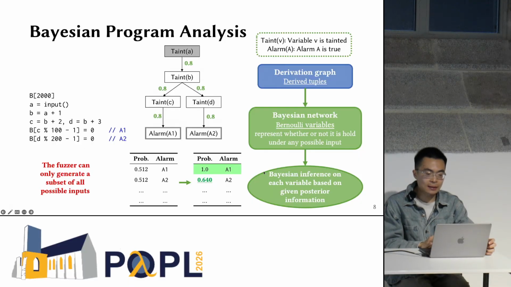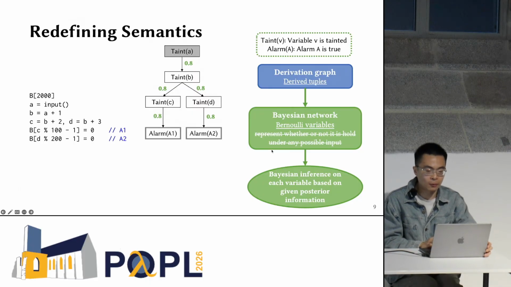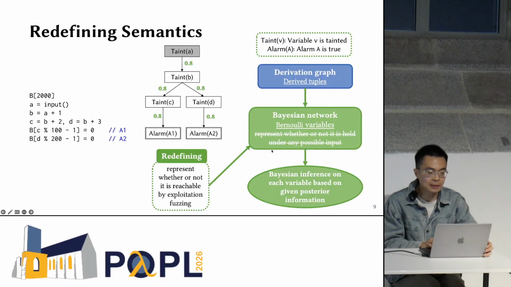However, the semantics of existing Bayesian program analysis is defined over all possible program inputs, whereas the inputs that a fuzzer can actually generate form only a subset of this. Therefore, we need to redefine the semantics to adapt Bayesian program analysis to the fuzzer setting. We redefine the semantics of each Bernoulli variable to express whether or not it is reachable by exploitation fuzzing. Under this new semantics, the Bayesian network computes for each alarm the probability that it is reachable, which can be directly used to predict the reachable fuzzing targets problem.